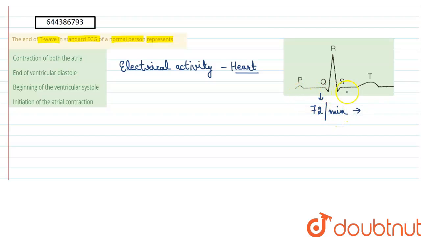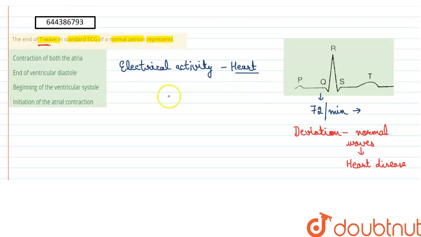would also have 72 such beats in a complete report, and any deviation from this normal wave is important in the diagnosis of heart disease, right? Any deviation or change from these normal waves represented in the ECG is useful for diagnosis of any underlying heart disease or condition, right? So here the question is asking what activity of the heart the end of T wave represents.